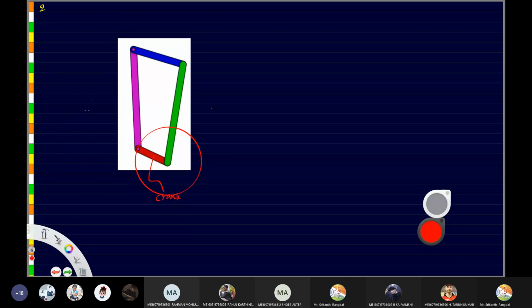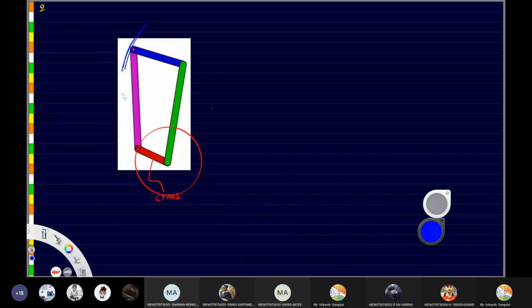What about this blue link? For what angle can the blue link rotate? It can rotate only for a limited angle. There is no arc here. Let me just try. So only for this much angle it can rotate.